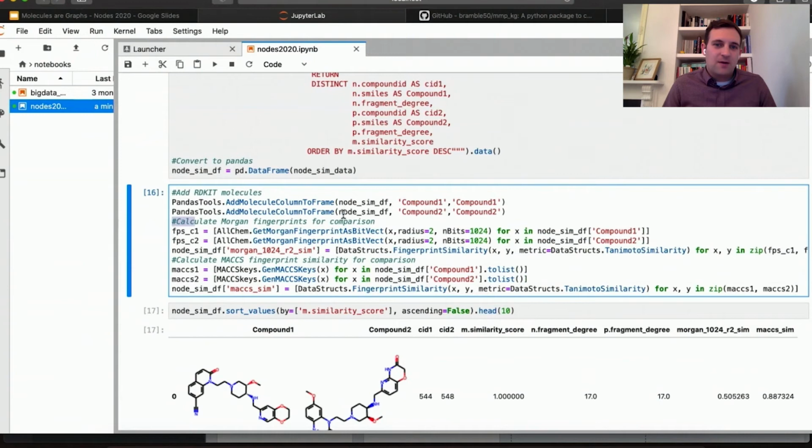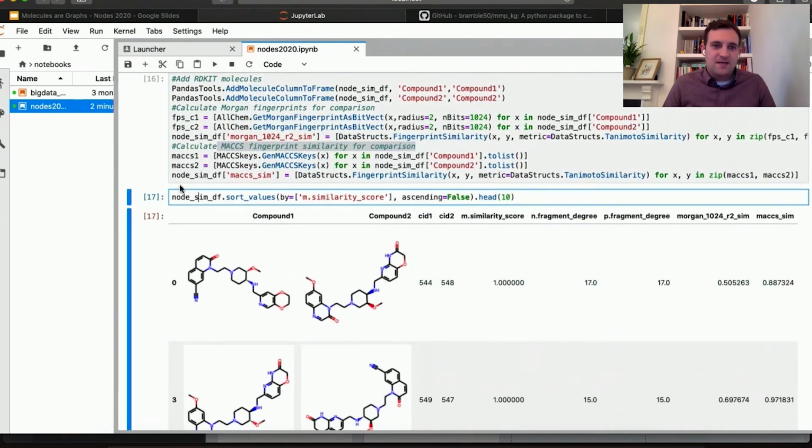Here we're calculating Morgan fingerprints, and we're going to look at the Morgan similarity. These are also known as circular fingerprints. If you want to know more about these, have a look at RDKit and Google them. Then we also have MACCS fingerprints, which are essentially fragment keys. So this one we might expect to be the most similar to our fragment similarity algorithm that we're generating here in the graph. So let's see how this works out.